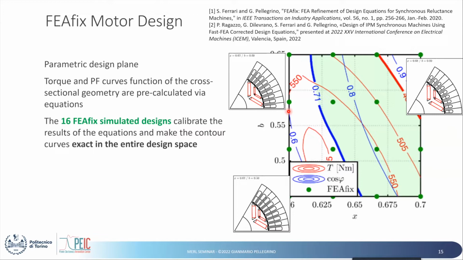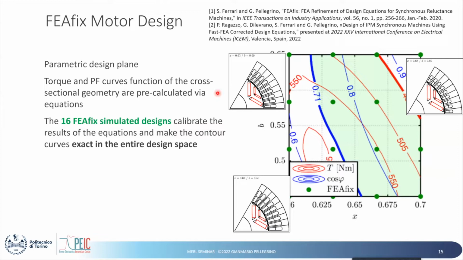So these are for building correction factors to correct the equation. The curves, the blue and red, come out of equations, but the equations are imprecise due to saturation. And so we correct the equation with correction factors through these 16 simulations. To get this plane, it takes 5 minutes. And this plane is telling a domain, a continuum of motors. So you can optimize and choose which motor you like for what reason you like.